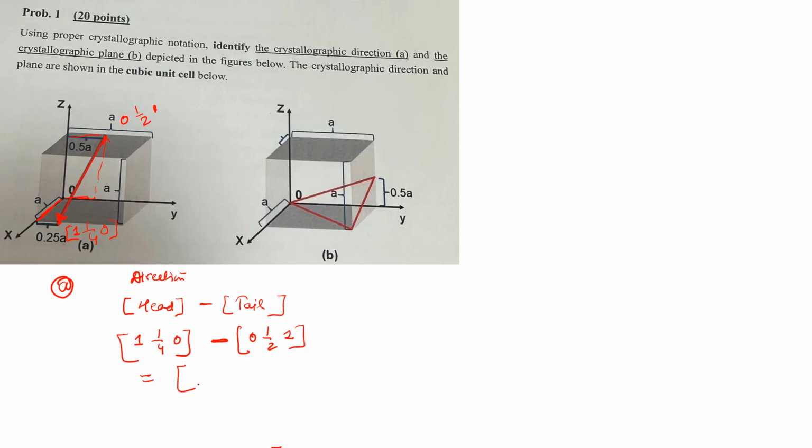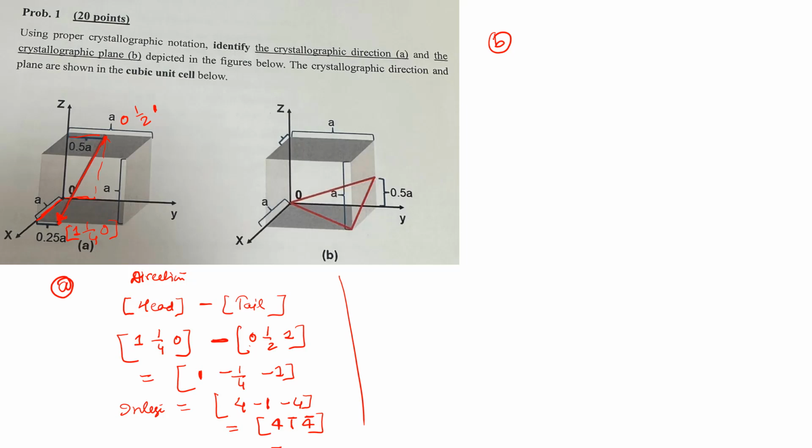So now subtract, very easy. 1 minus 0 is 1. 1 by 4 minus half will be minus 1 by 4. Then 0 minus 1 will be minus 1. We have got a fraction in the middle, so we need to convert it into integers. We will multiply with 4, so it will be 4, minus 1, minus 4. In Miller notation, this will be 4, then 1 bar, then 4 bar. Okay, simple.